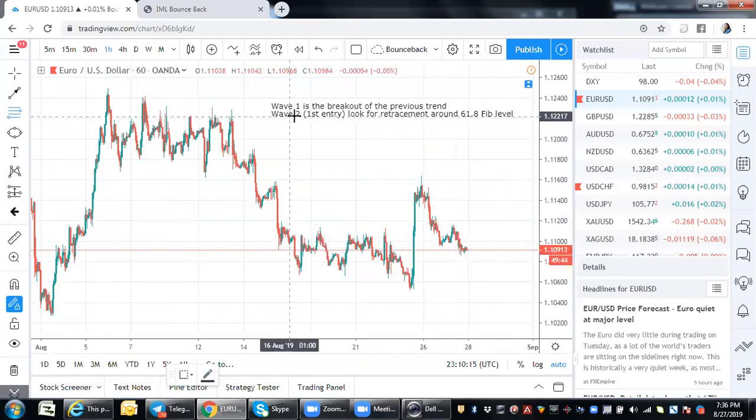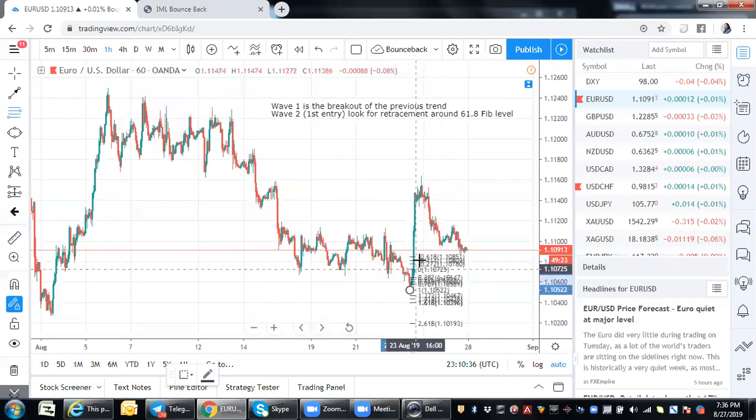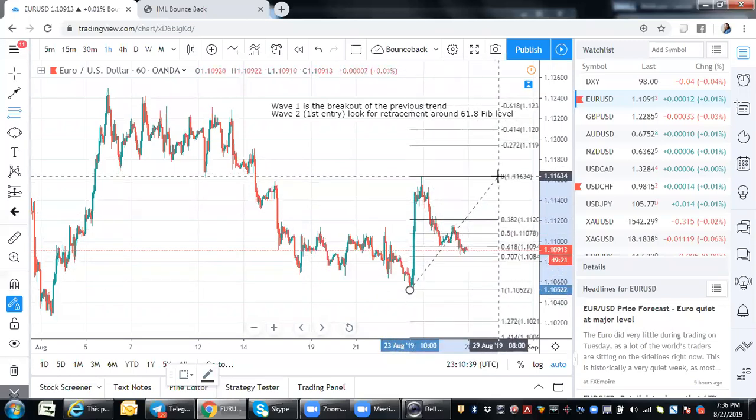Now what do we have here? Wave 2, first entry, look for retracement around the 61.8 Fib level. So we had an impulse to the upside. How do we draw our Fibonacci if the impulse is to the upside? You're going to start from the bottom of that impulse to the highest wick at the top.